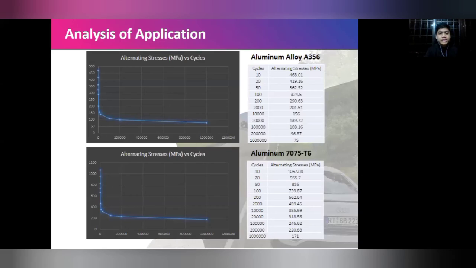This is proven in the analysis graph, which shows that the alternating stress received by aluminium 7075-T6 is higher than by aluminium alloy A356. So we can say that aluminium 7075-T6 is more suitable to be used in the automotive industry. Not to mention that aluminium alloy A356 can also be used, but it is a lower grade than aluminium 7075-T6. So that's all from me.